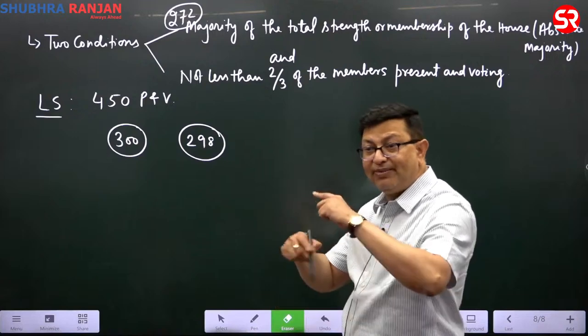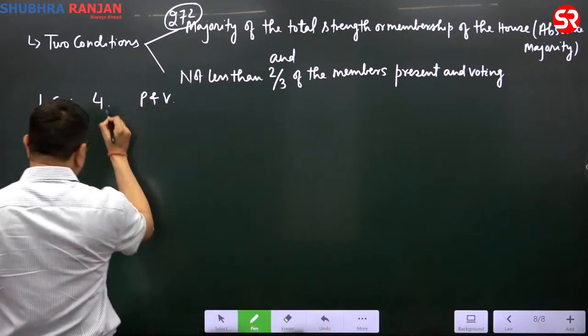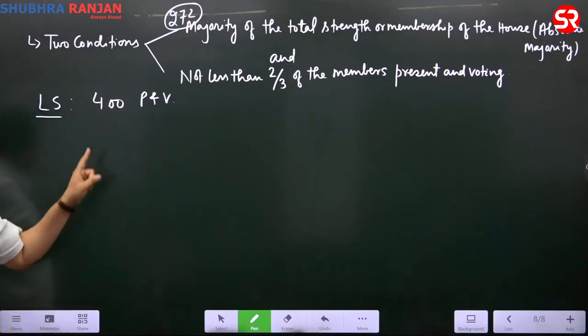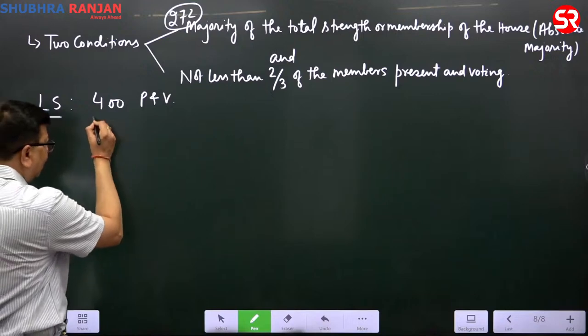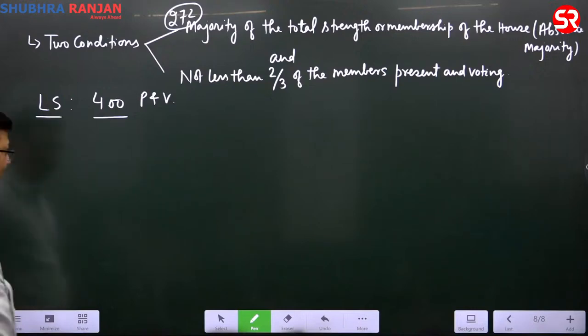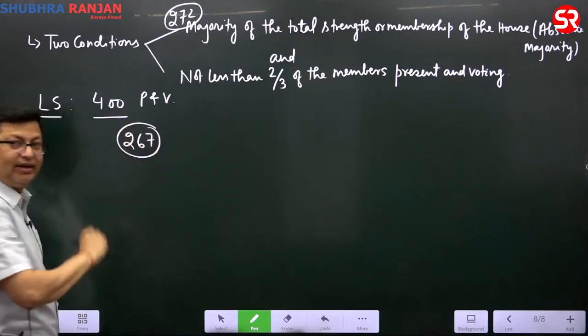Then coming to the flip side of it, suppose 400. What will be two-thirds of 400? Calculate. You will have to appear in the CSET examination also, so quickly. I have not studied maths after 10th. 267, right? 267 is two-thirds of 400.